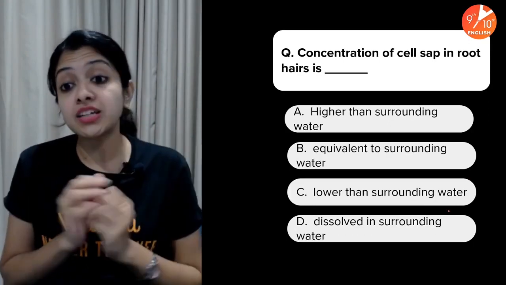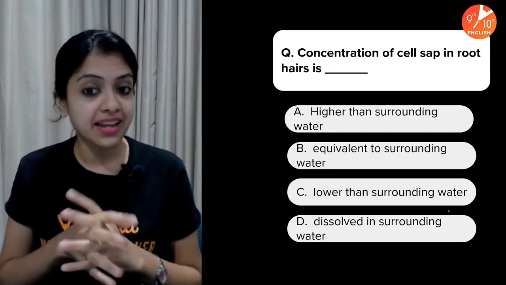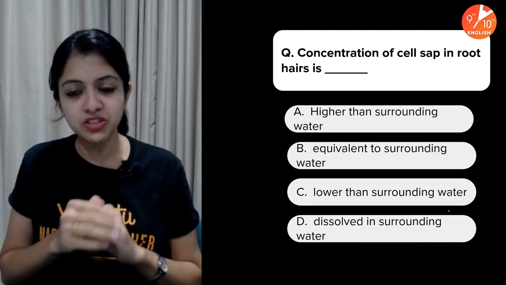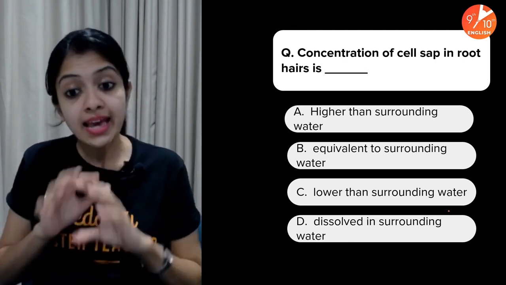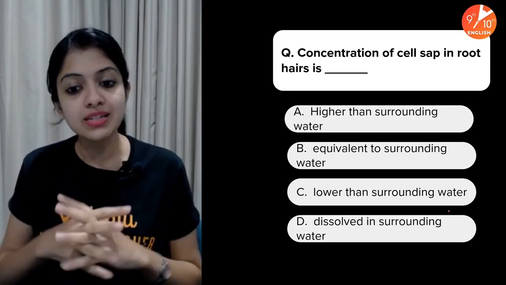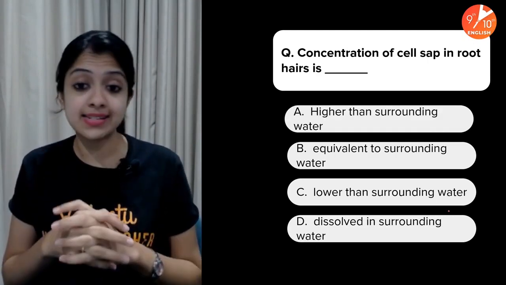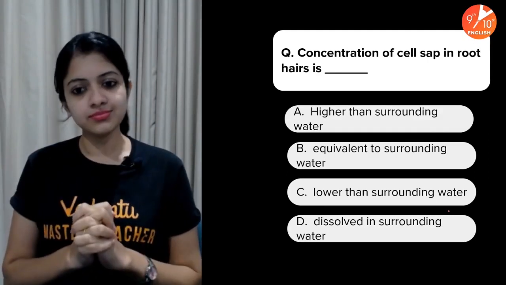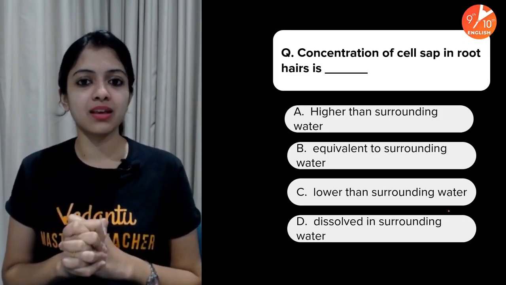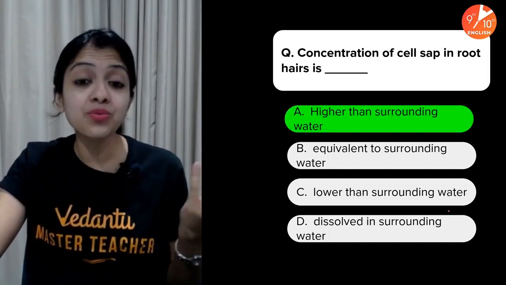Now, concentration of cell sap in root hairs is dash. Higher than the surrounding water. Pay careful attention, okay? This is a little trickier than the previous couple of questions. Second option is equivalent to the surrounding water. Third is lower than the surrounding water. And the fourth is dissolved in surrounding water. Concentration of cell sap in root hairs is dash. And your time is up. The answer is higher than the surrounding water.